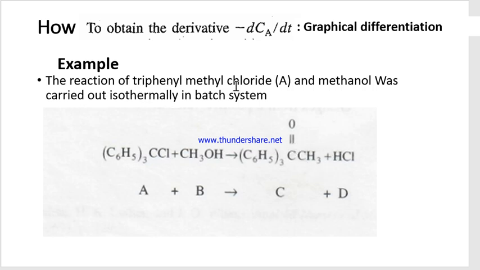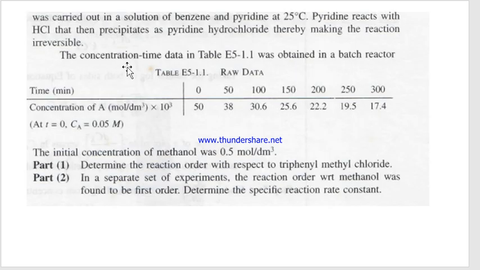The reaction of triphenyl methylchloride and methanol was carried out isothermally in the batch system. This is the triphenyl, this is the methanol to form this and this. And the concentration time data was given like this. So concentration of the triphenyl, the reactant, with time. This is how it is changing, it's reducing with time.